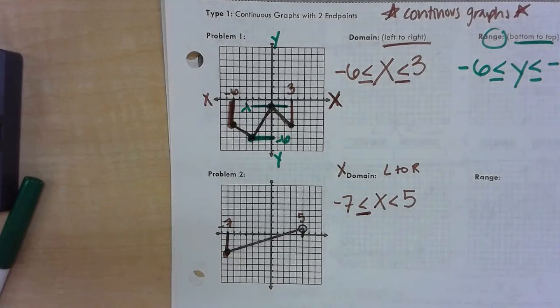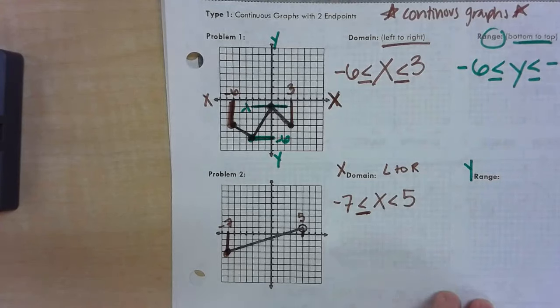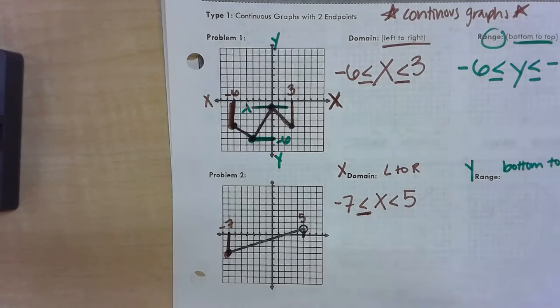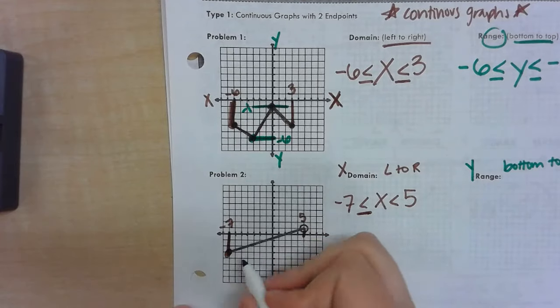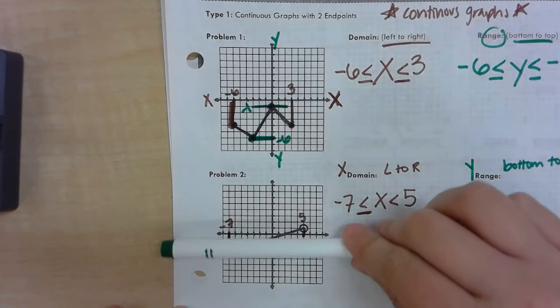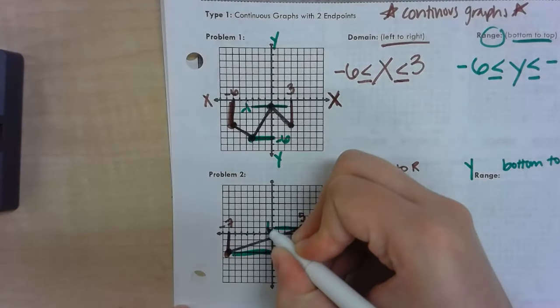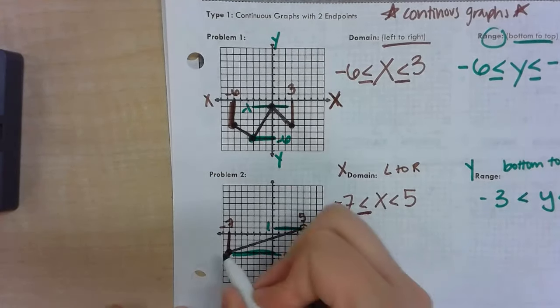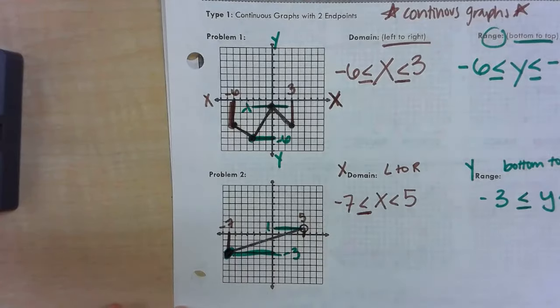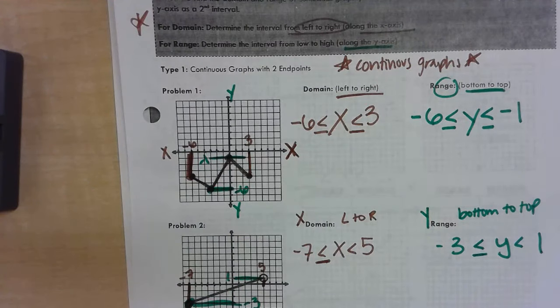All right, my range is going to be y, and this is going to be from bottom to top. So I'm going to move my pencil from bottom to top. So I'm starting at the bottom. You see it goes right here, and then to the top. It looks like it's right there at this point again. That's great. So I go negative 3 to 1. So negative 3 is less than y, less than 1. I see I have a closed circle over there at the bottom, so I'm going to make sure to add in that or equal to sign. So those would be my two answers for this one.